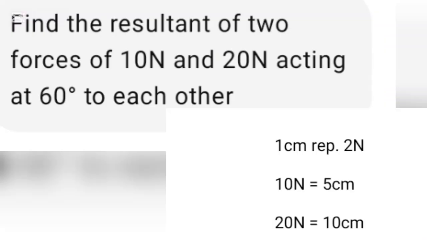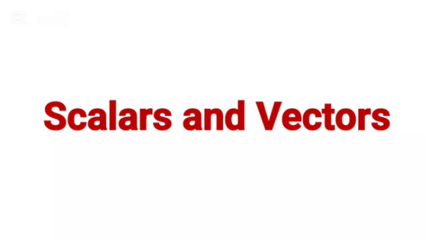Using the parallelogram method, the addition of these vectors can also be done by the scale drawing method. We are taking question 1, which we have done before by calculation. We need to choose a suitable scale, but it is advisable to choose a large scale to minimize errors. So we will take 1 centimeter to represent 2 Newton. In that case, 20 Newton will be equal to 10 centimeter and 10 Newton will be equal to 5 centimeter.